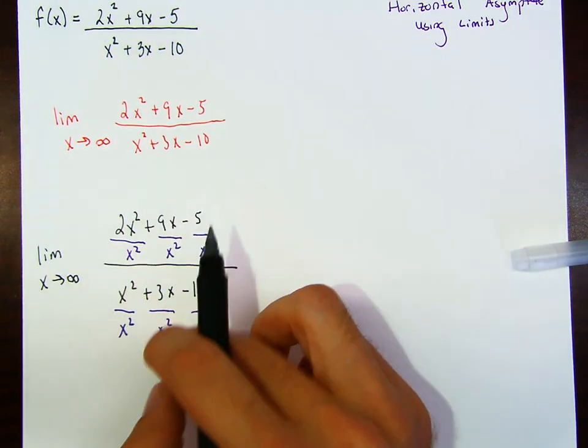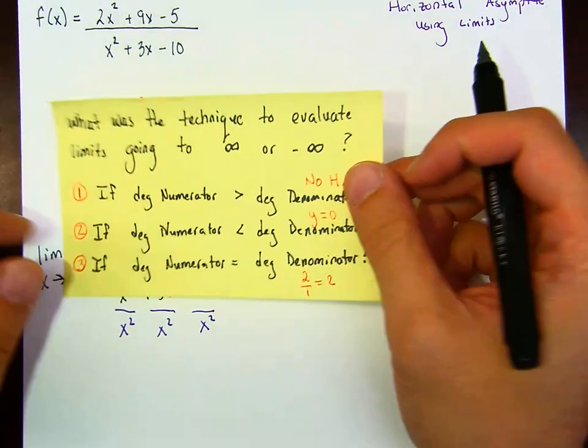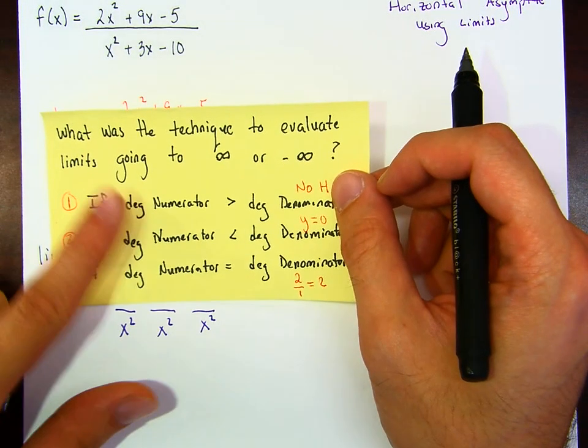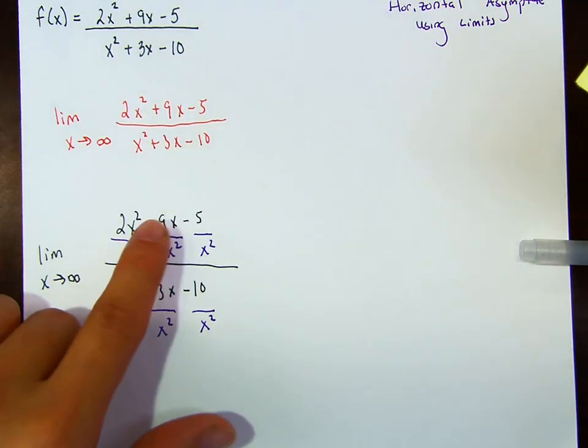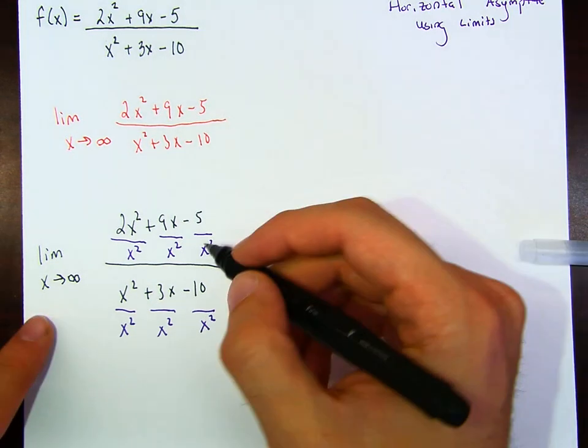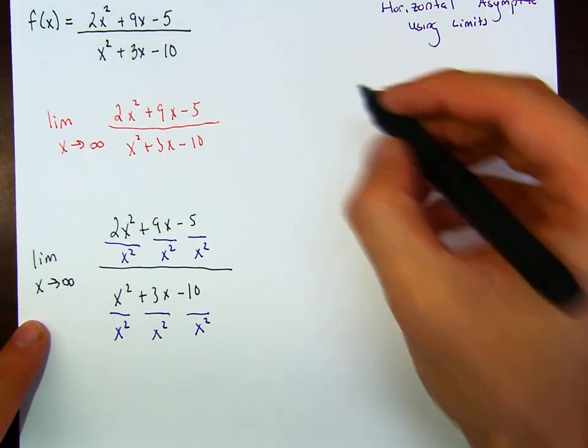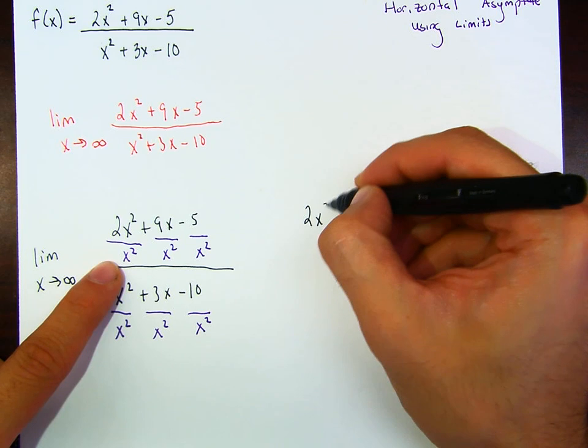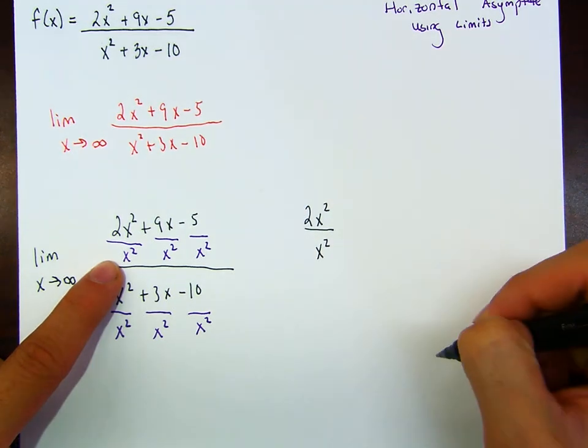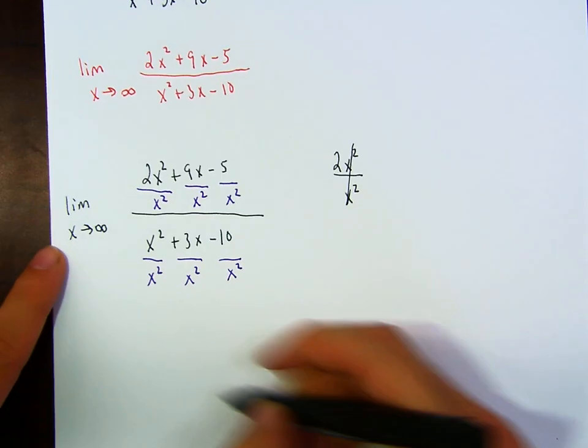But okay, so here you've got the limit as x approaches infinity, right? So we still have to do this. Remember, we're not allowed to use this trick. You have to take the limit of each one of these. So let's do it step by step. What is 2x squared divided by x squared? Notice this just cancels, so I have 2.